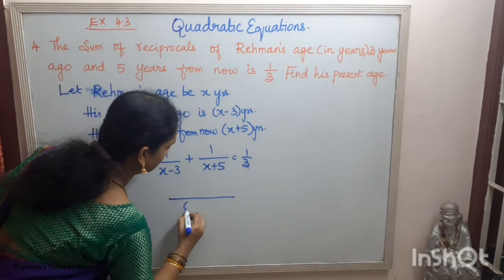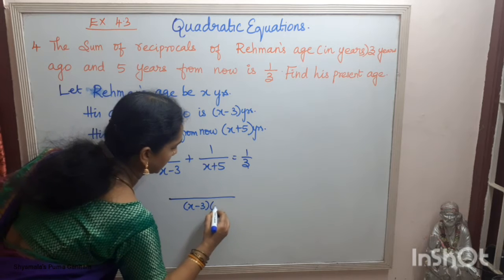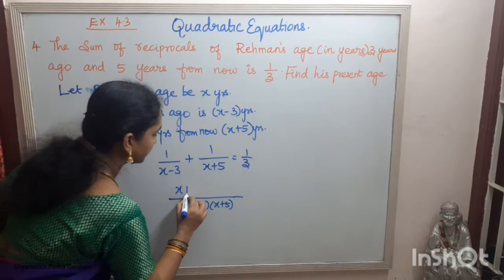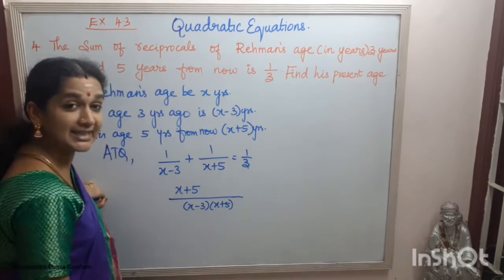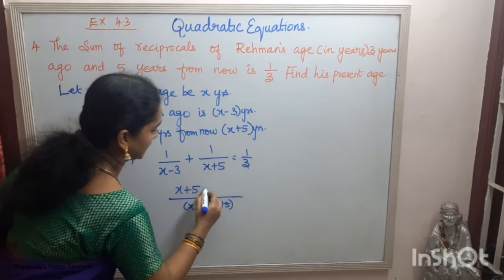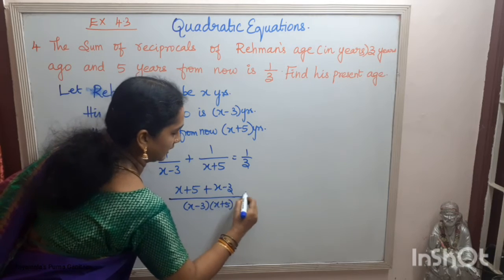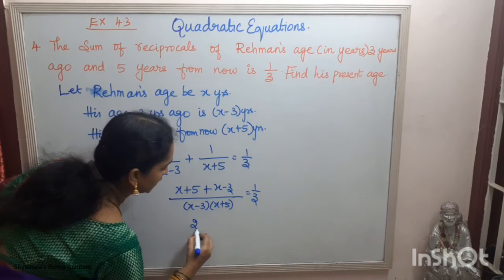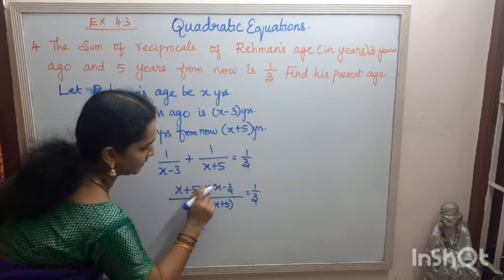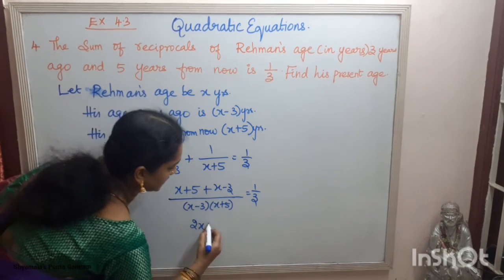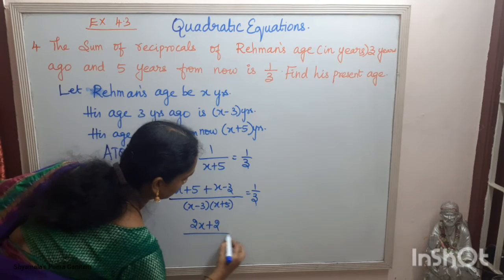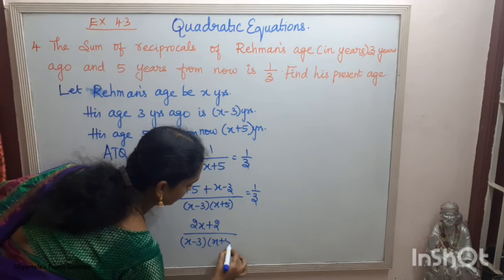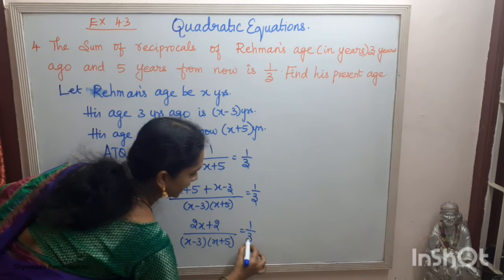So as usual, we will take the LCM of x minus 3 and x plus 5. If we take the LCM, we will get x plus 5 plus x minus 3 is equal to 1 by 3. Okay, so here x plus x is 2x, plus 5 minus 3 is plus 2, over x minus 3 into x plus 5 is equal to 1 by 3.